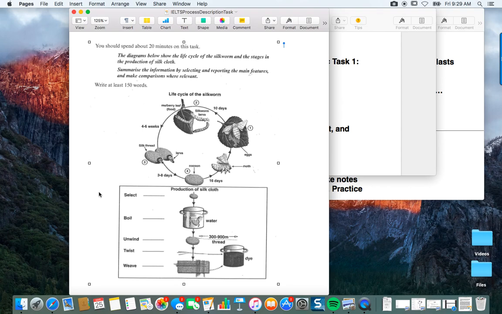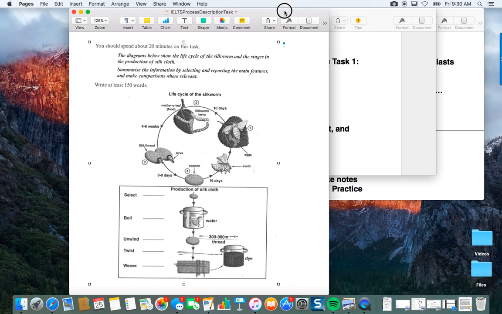All right, welcome back. And well, what did you see? Now, in this case, nothing's really increasing or decreasing. As I said, it's pretty straightforward. You can see there are two main processes, all right? Two main parts or two main cycles involved in making silk, the final cloth product that comes from the silkworm.